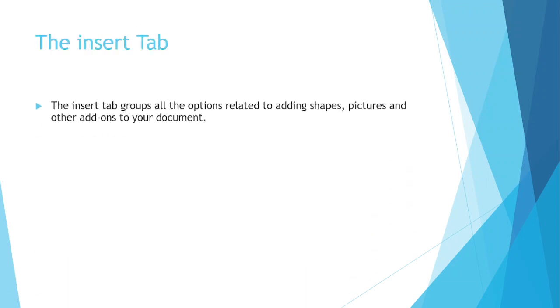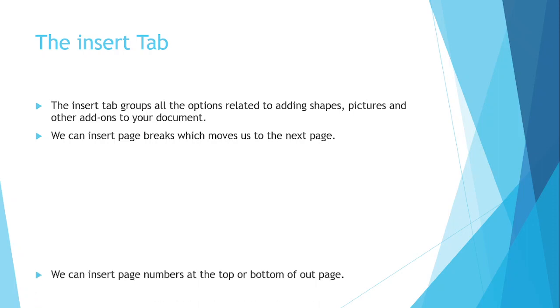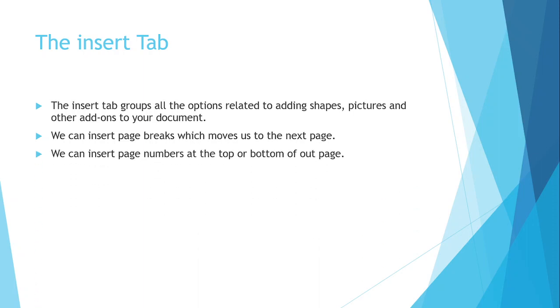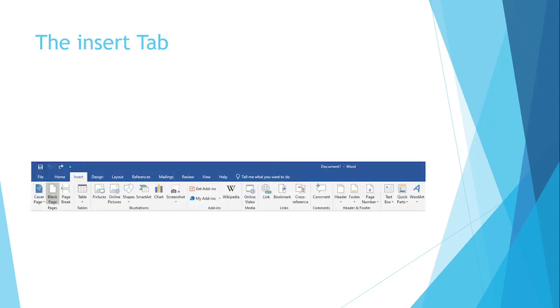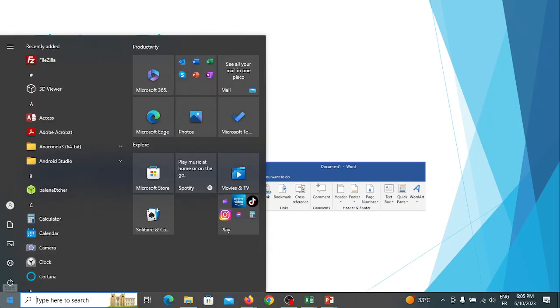Let's continue. The insert tab. The insert tab groups all the options related to adding shapes, pictures, and other add-ons to your document. You can insert page breaks, which moves us to the next page. We can insert page numbers at the top or the bottom of the page. For example, let's check it out.